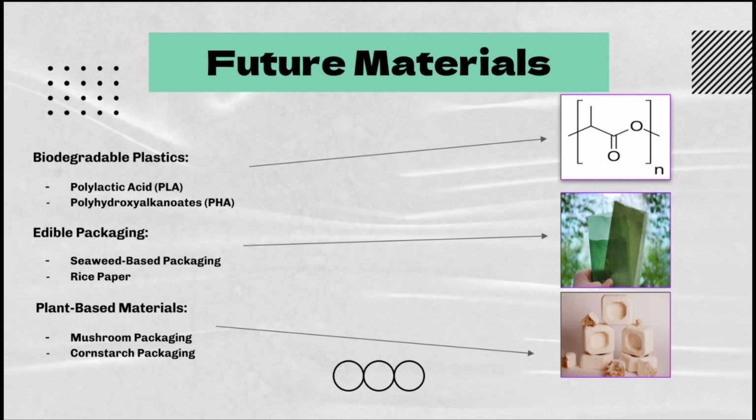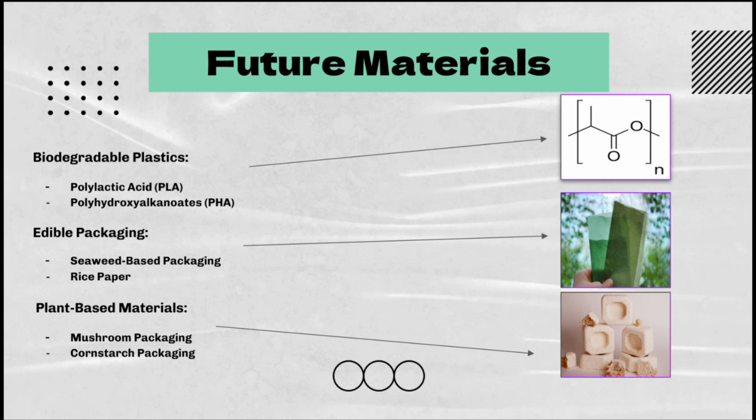Thirdly is plant-based material, which is mushroom packaging created from mycelium, the root system of a mushroom. This packaging is fully compostable and can be grown into custom shapes. And the last part is cornstarch packaging, which is derived from corn and can be used to create biodegradable containers and film. The goal of these future materials is not only to reduce the environmental impact, but also to improve the safety, convenience, and functionality of food packaging.